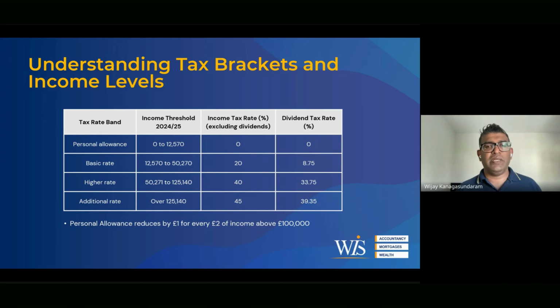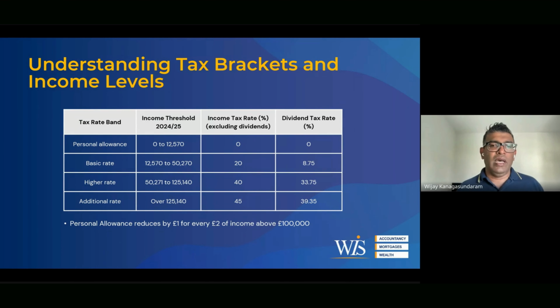Basic rate is for somebody who earns between 12,000 to 50,000, all the income. So if your income is PAYE, buy-to-let, dividend, etc., up to 50,270. If you're on PAYE or rental income, you'll pay 20%. If you're on dividends, you'll pay 8.75%. If your income is above 50,000, up to 125,000, you pay 40% tax, and above that, you pay 33.75% on your dividends.